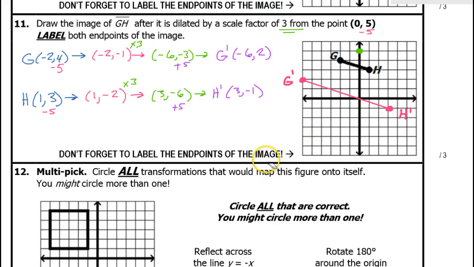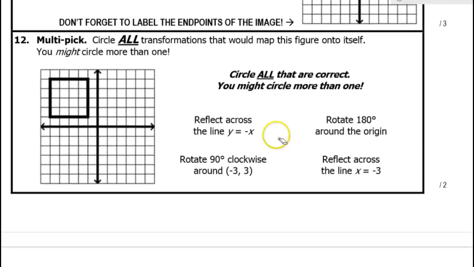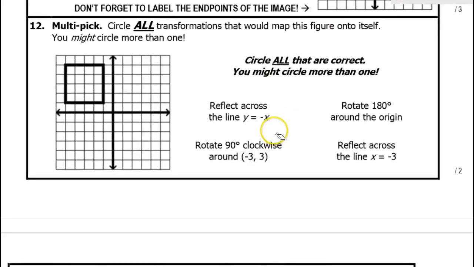Okay, so that's 2 ways to do problem number 11. Alright, problem number 12. Pick all of the transformations that would map this figure onto itself. It could be more than one. So a reflection over the line y equals negative x. When you're thinking of mapping a figure onto itself, if you're talking about reflections, you're thinking about the axis of symmetry.